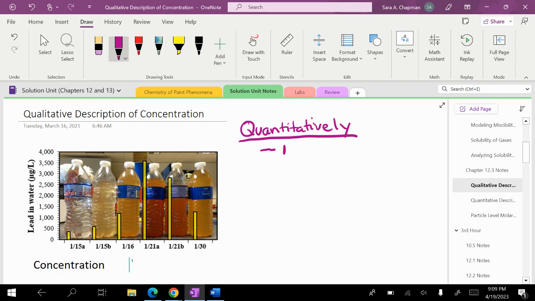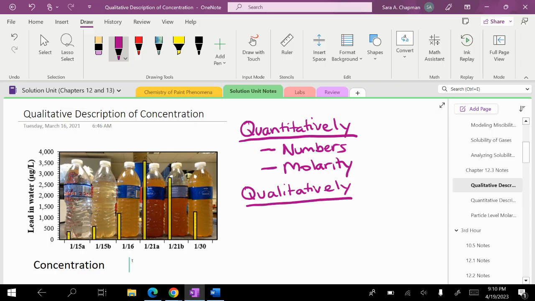So we use molarity in chemistry, and we will cover the quantitative description of concentration in class tomorrow. Today, we're going to discuss the qualitative description of concentration. And so when we talk about concentration in terms of qualitative observations, what we're really looking at is color.